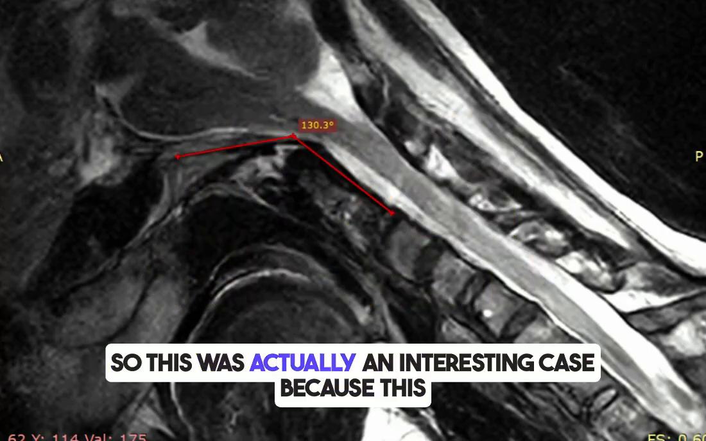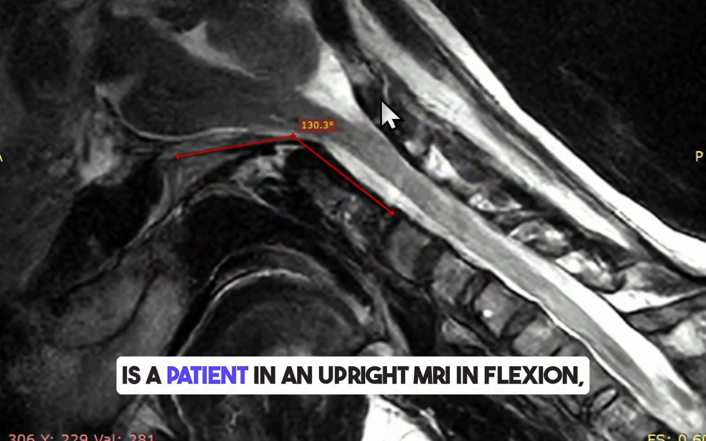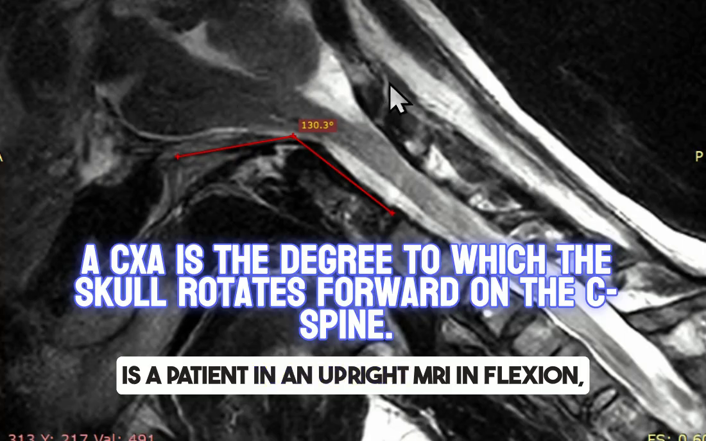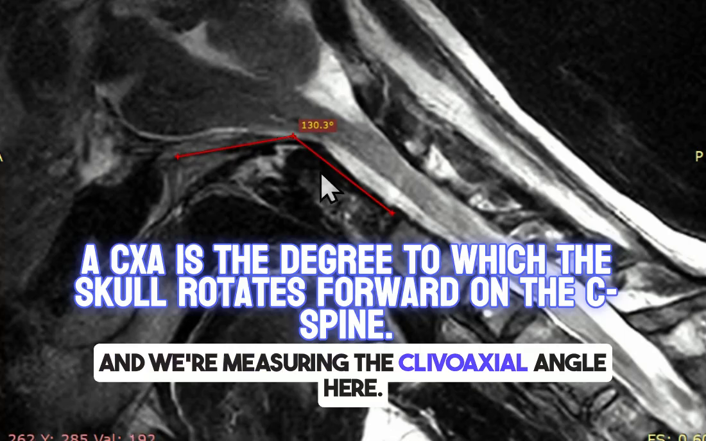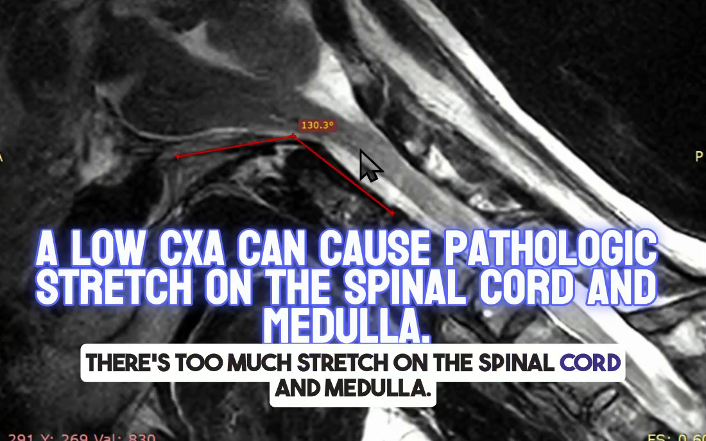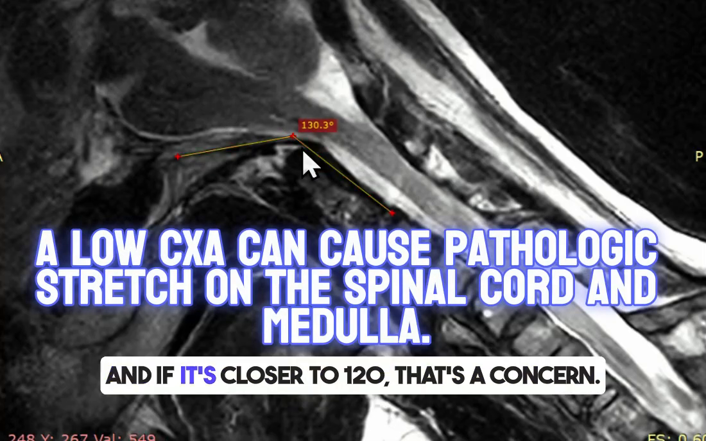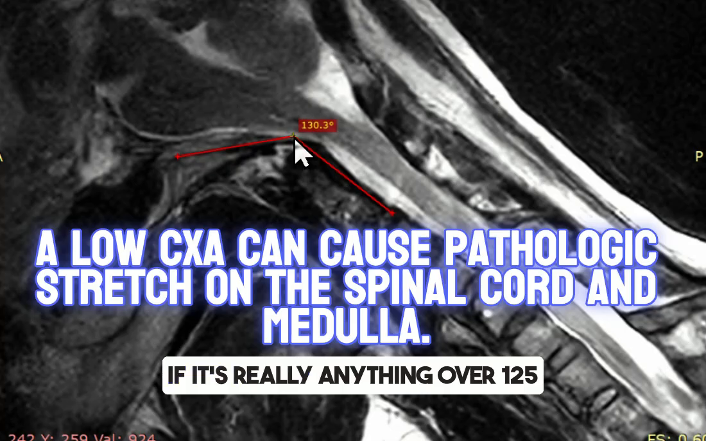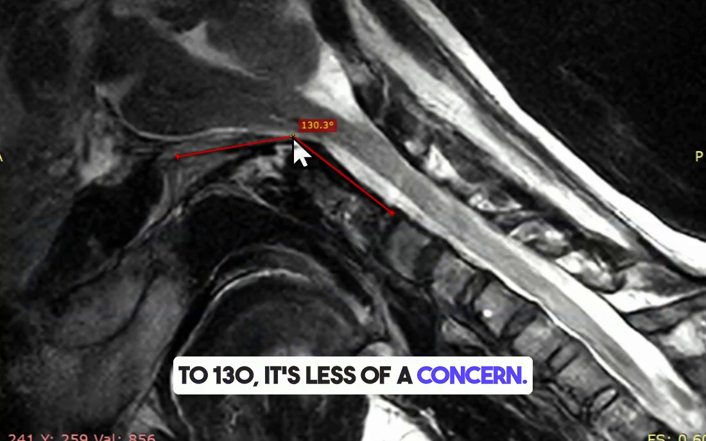So this was actually an interesting case because this is a patient in an upright MRI in flexion, and we're measuring the clivoaxial angle here. The purpose of this is to see if there's too much stretch on the spinal cord and medulla. If it's closer to 120, that's a concern. If it's really anything over 125 to 130, it's not a concern.